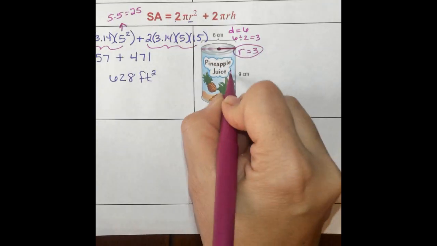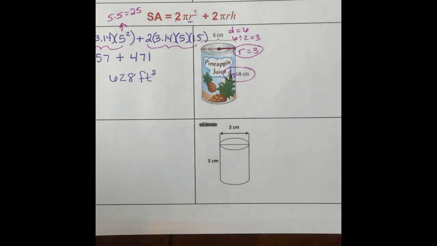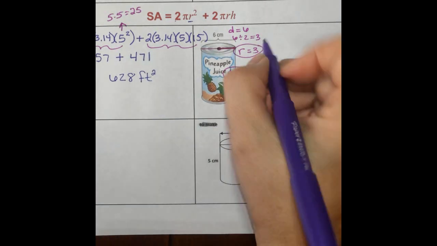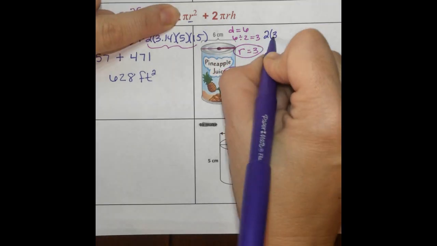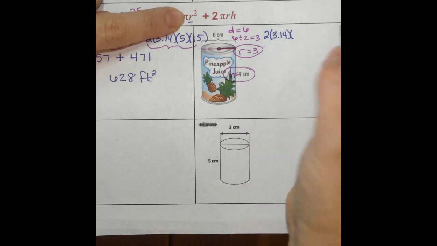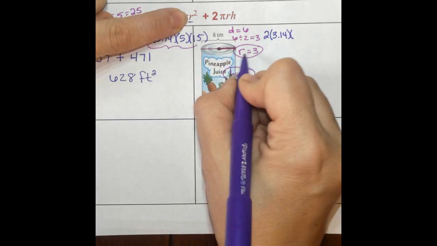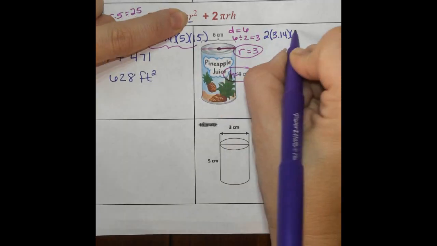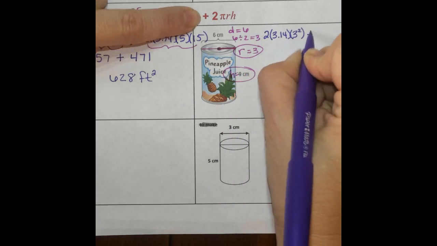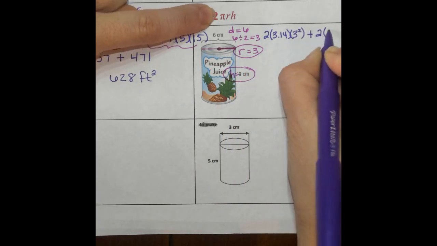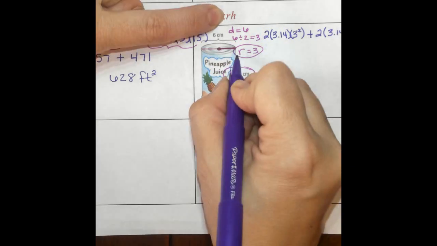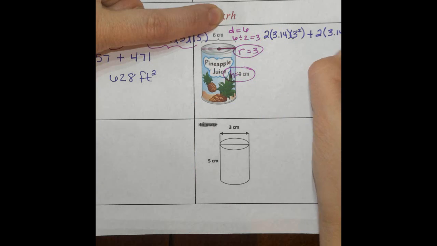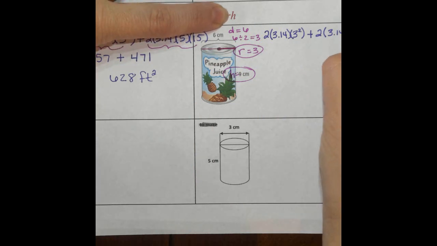And then here is my height. Making sure that you realize that is another one of the biggest mistakes. So 2 times 3.14 times radius squared. Our radius we said was 3, so it's going to be 3 squared, plus 2 times pi times the radius. Again, we're going to put the r as 3 and then the height as 9.